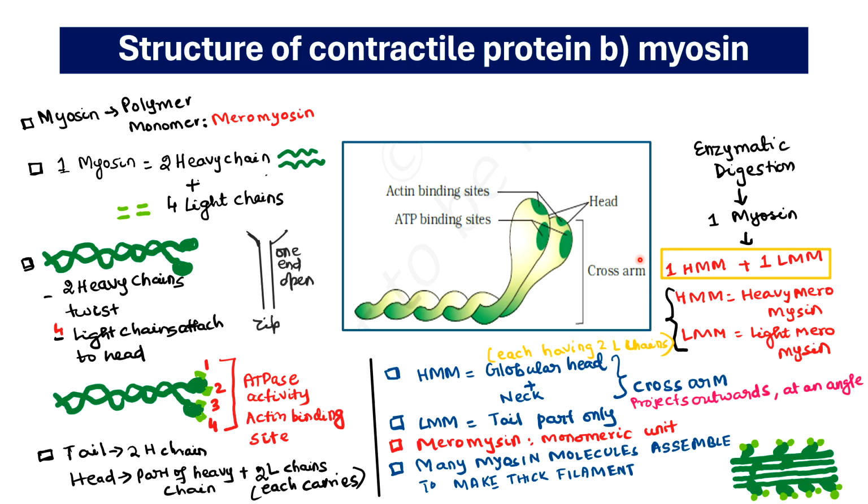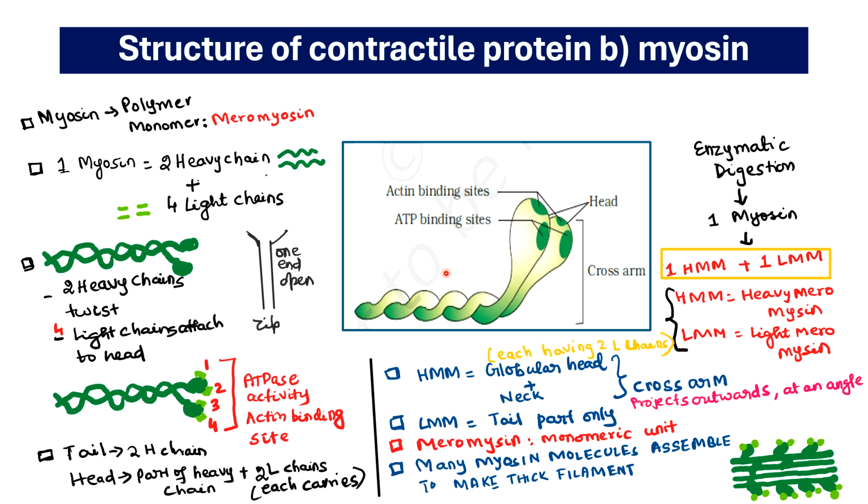Clear? Now, these myosin molecules or meromyosin arrange together parallelly with their heads projecting at an angle to form the myosin, which again forms the heavy filament. Clear? Unlike the actin, which is made up of three components, the heavy filament is just made up of myosin molecules. Okay, there is a single component present in the heavy filament.